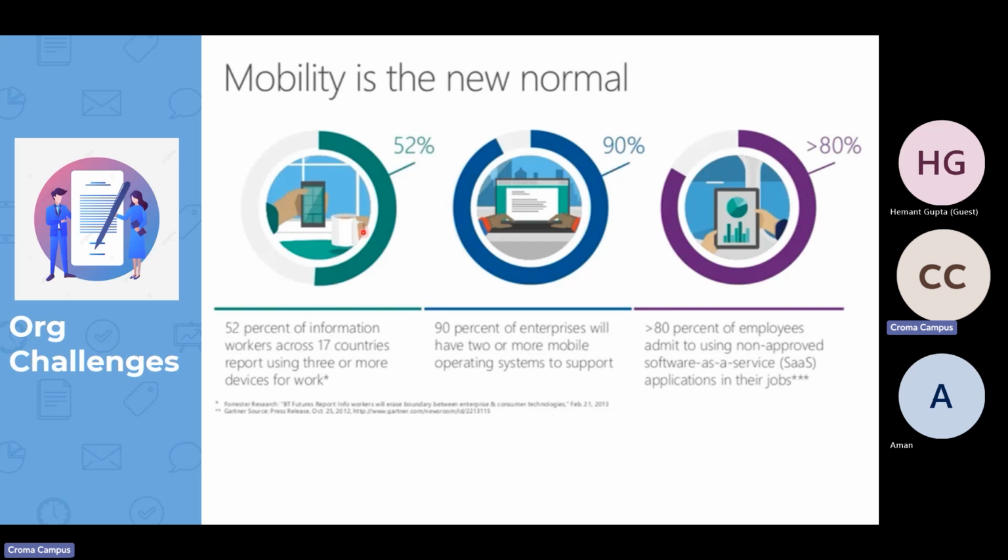And 90% of enterprises will have 2 or more mobile operating systems to work on, right? Maybe one is Windows, another can be Android and iOS, MacBook, Chrome as well. Nowadays it has been included. So we can say that, on average, there are 2 or more mobile operating systems to support. Also, more than 80% of employees have admitted to using non-approved software.